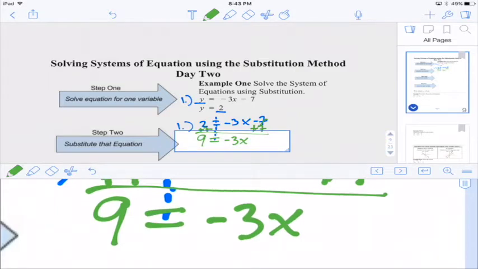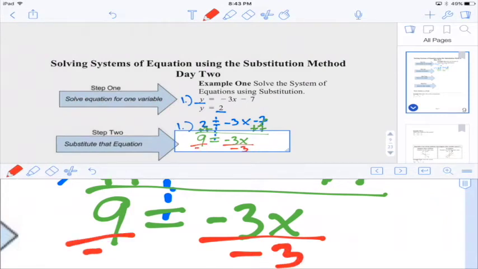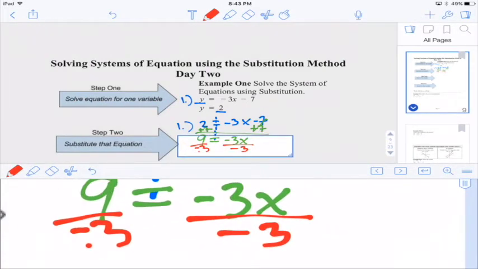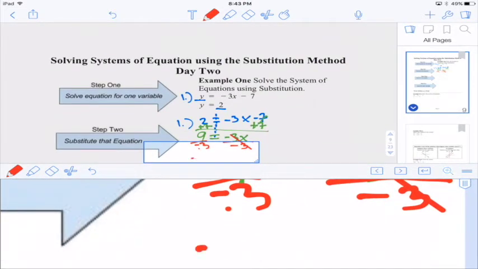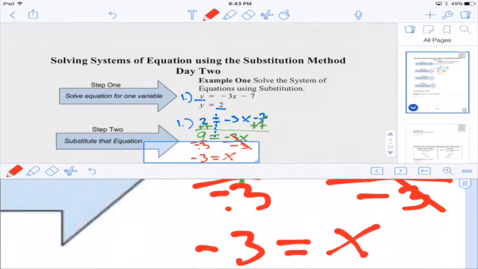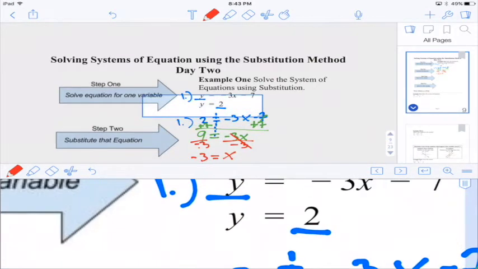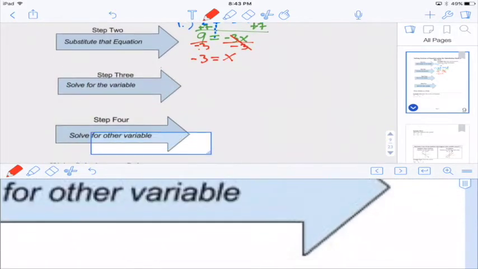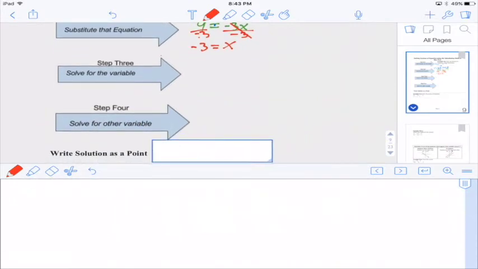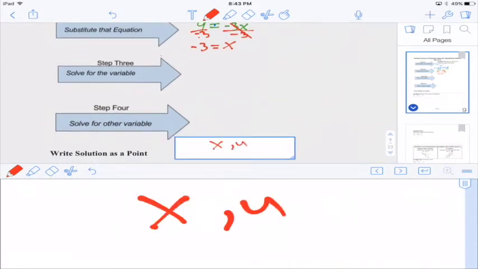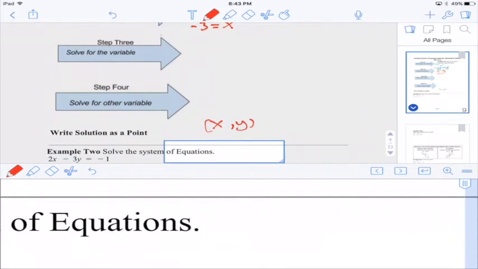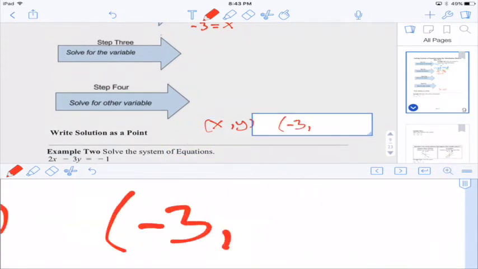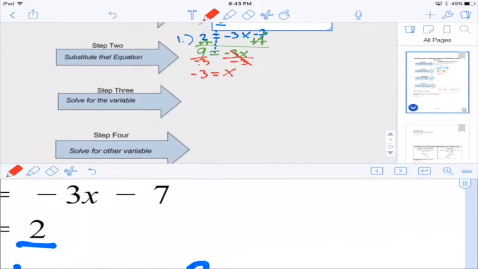Now to get x by itself, I'm going to divide both sides by negative 3. Negative 3 divided by negative 3 is 1, and 9 divided by negative 3 is negative 3. So negative 3 equals x. Well, y equals 2, x equals negative 3. I solved for my variable, and I solved for my other variable. I'm going to write my solution as a point. Remember, x, y. So my x is negative 3, and my y is 2 from the original equation.